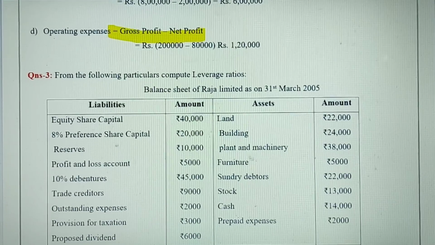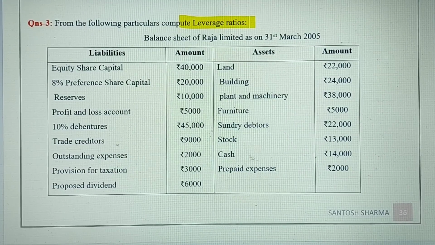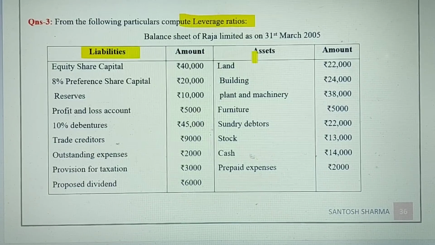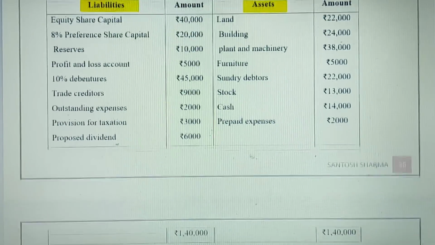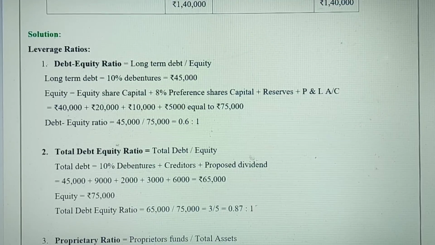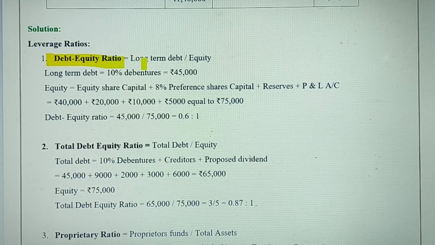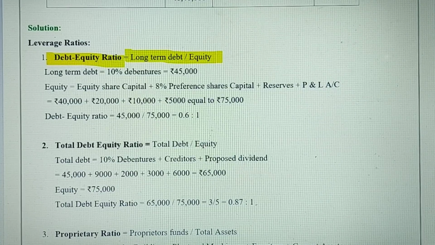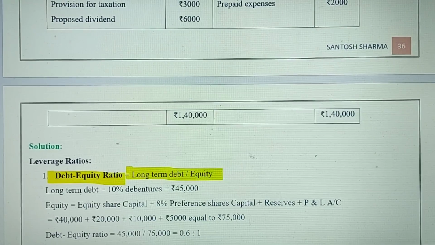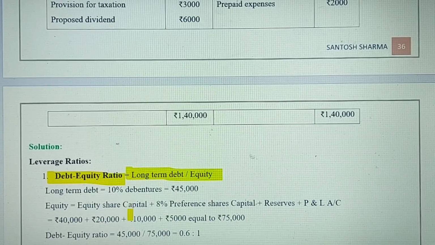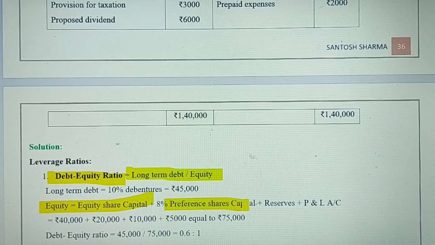Okay. Question number 3, and here you have to find the leverage ratios. The balance sheet is given, these liabilities and assets, as you can see on the screen. And let's see the different types of leverages, how to find that. Now these are all important leverages, like debt equity ratio, where the total long term debt is divided by equity. So long term debt, you need to calculate all the long term debt from here.